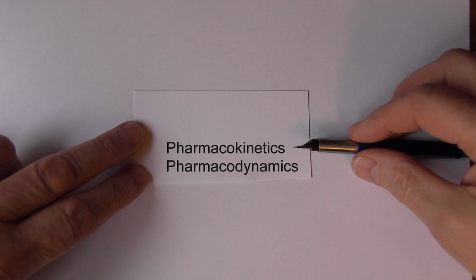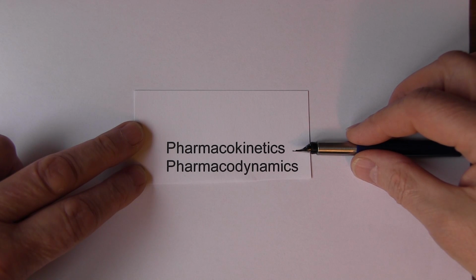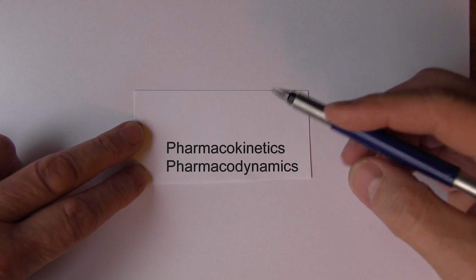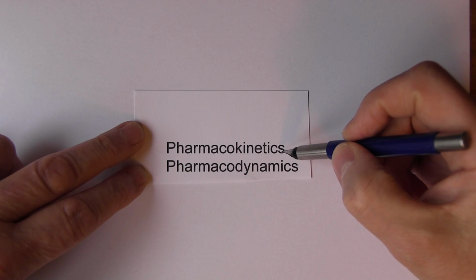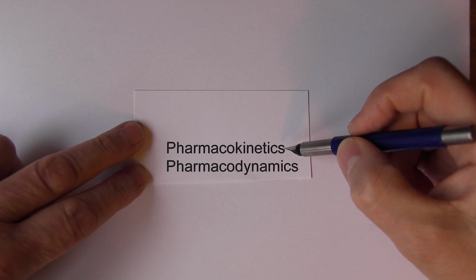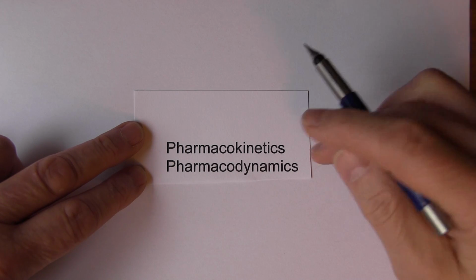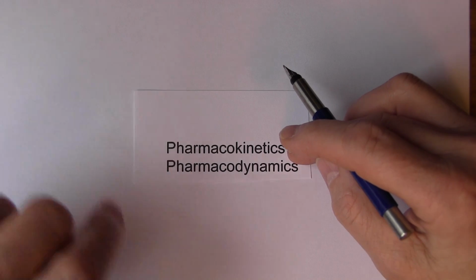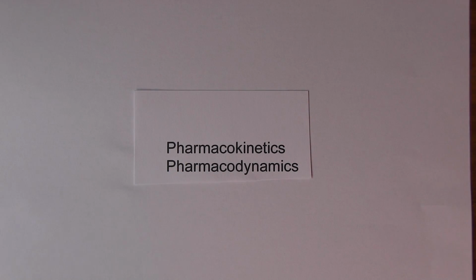And the other half of the field really is pharmacokinetics. Kinetics means to do with movement. So pharmacokinetics is the effect that the body has on drugs. For example, the way that the body will metabolize and break down drugs.